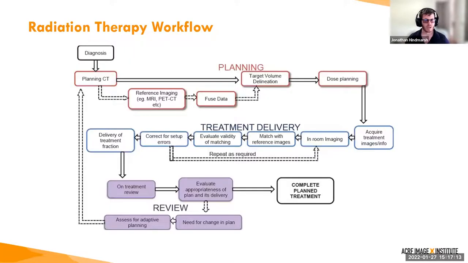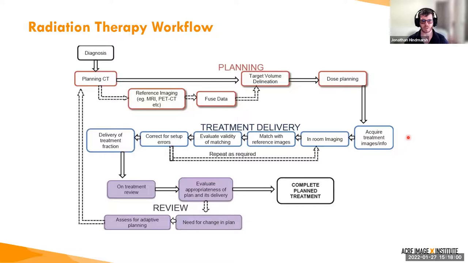have. So this is the overall flow of a patient through the department. So we start with the diagnosis. Typically the patient has a diagnosis of cancer, and then they come in to the radiotherapy department. They go into planning, which is this red section. Then they go into treatment delivery. During treatment, there is a review, sometimes weekly, sometimes daily, and depending on what that review shows up, they may need to go back and get replanned. And once treatment is completed, that's it.